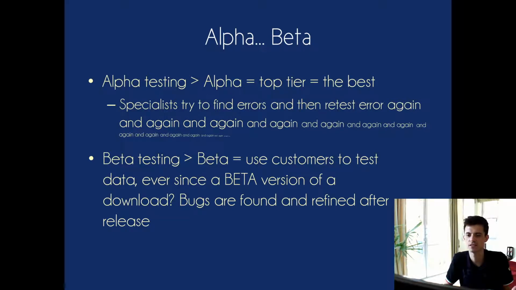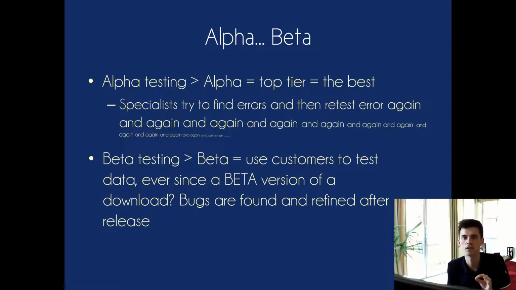So alpha testing, alpha is like top dog. So top tier or the best, and what I mean by that is we have specialists that are trying to find errors and then retest again and again and again. Now if you've ever wanted to become a game maker or a programmer or anything like that, then testing is the bane of your life.